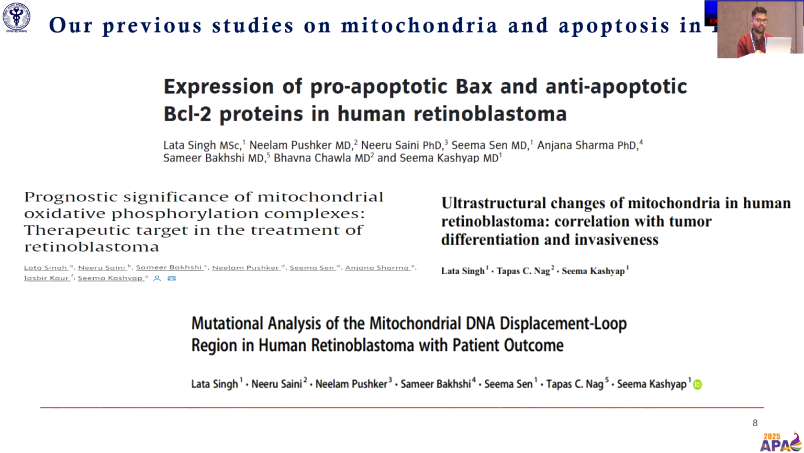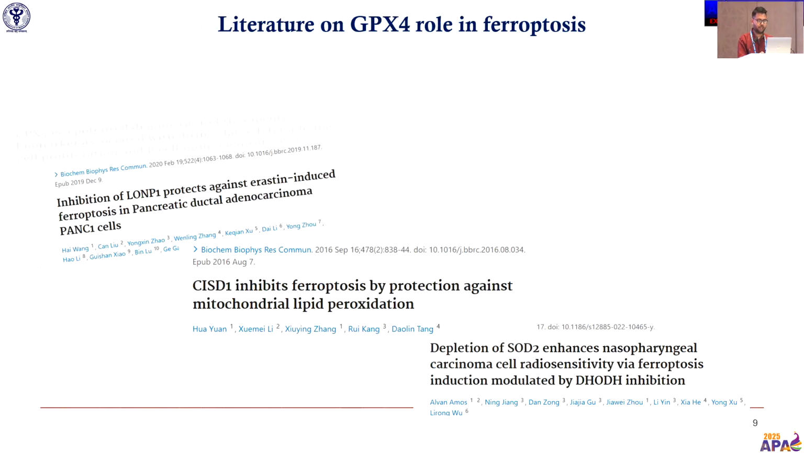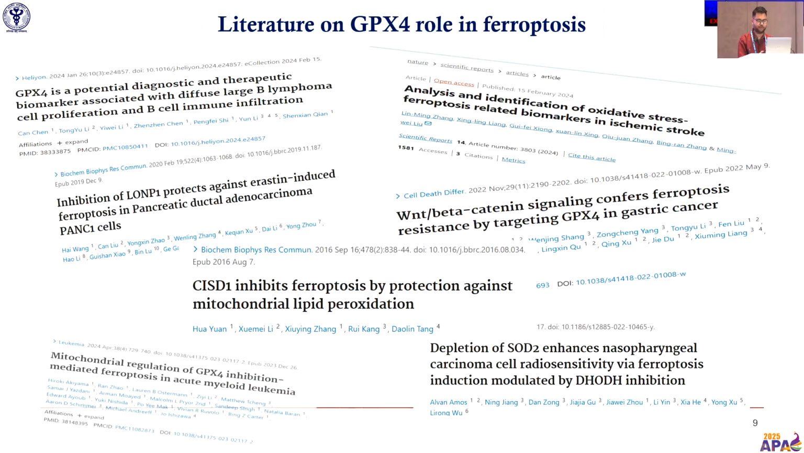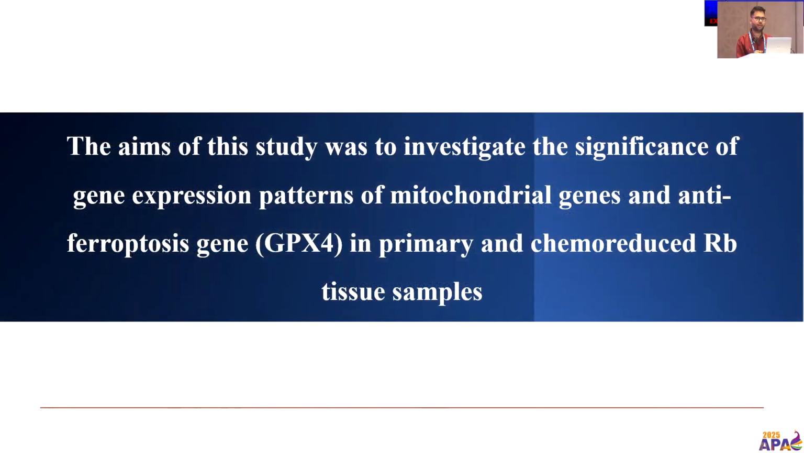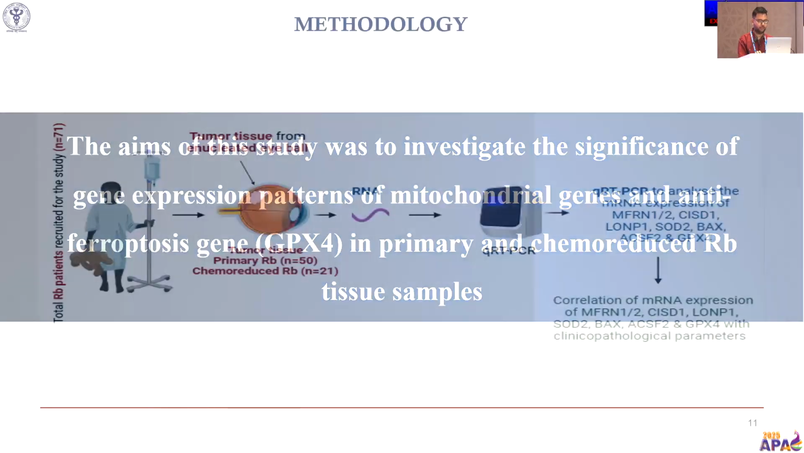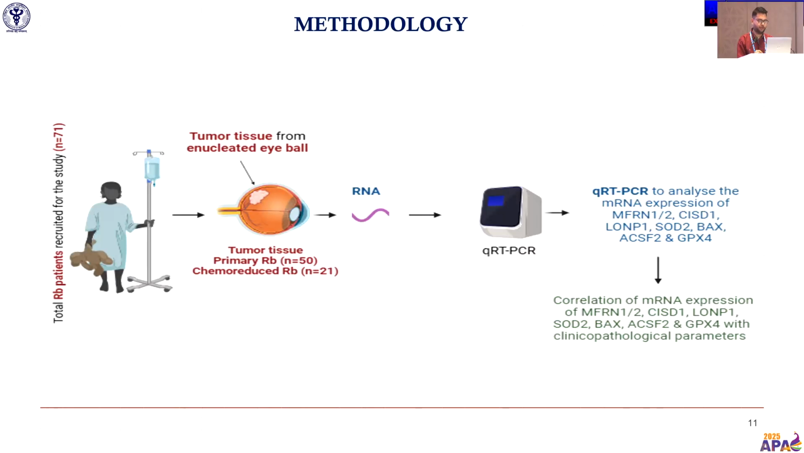These are the studies done on mitochondria and apoptosis in RB, and this is the literature available on the role of GPX4 in ferroptosis. The aim of this study was to investigate the gene expression pattern of mitochondrial genes and the antiferroptotic gene GPX4 in primary and chemo-reduced RB tissue samples. Our methodology included 71 tumor samples, where 51 belong to the primary RB group and 21 cases are chemo-reduced. We isolated the RNA, then cDNA, and performed qRT-PCR on those genes.